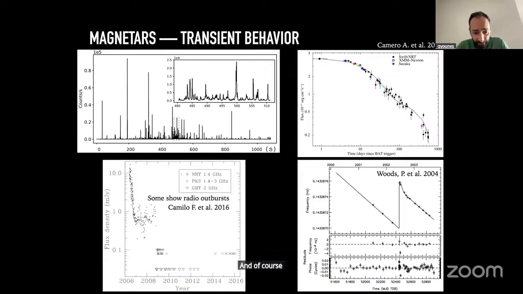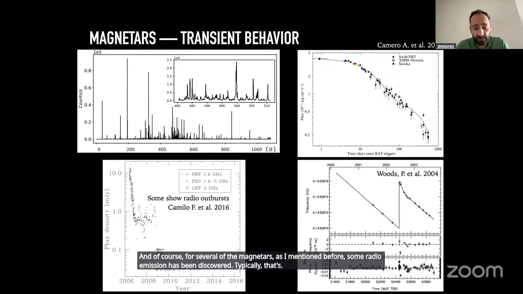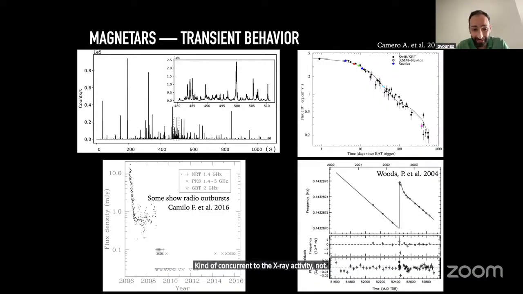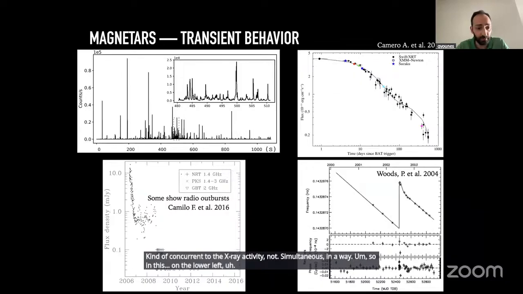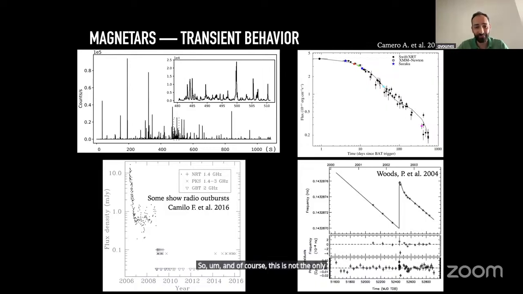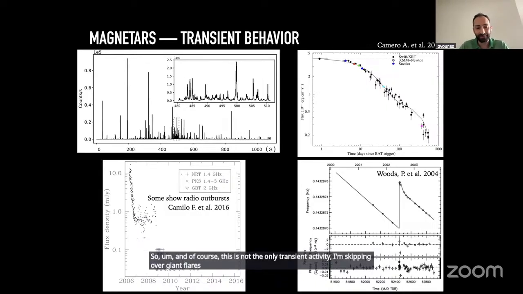And of course, for several of the magnetars, as I mentioned before, some radio emission has been discovered. Typically, that's concurrent to the X-ray activity, though not simultaneous. On the lower left, I'm showing the flux density from XTE J1810, I believe. You can see that it started as a quite bright radio pulsar and then decayed towards quiescence several years after. Of course, this is not the only transient activity. I'm skipping over giant flares and a few other elements. So this is not the end of the story, but just to give you a flavor of what's going on.